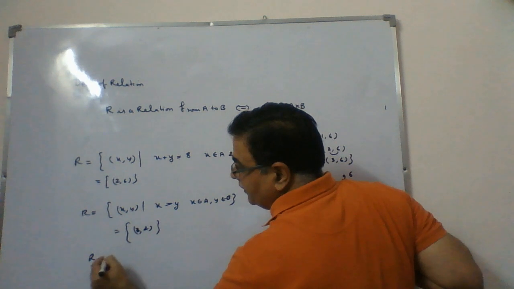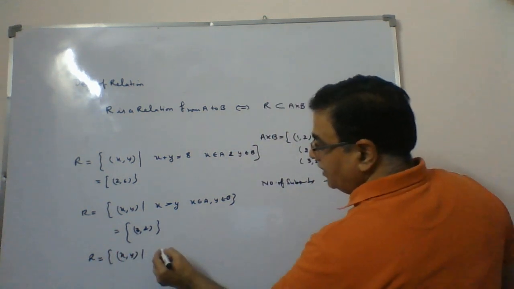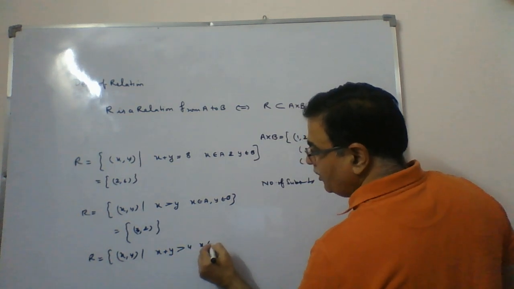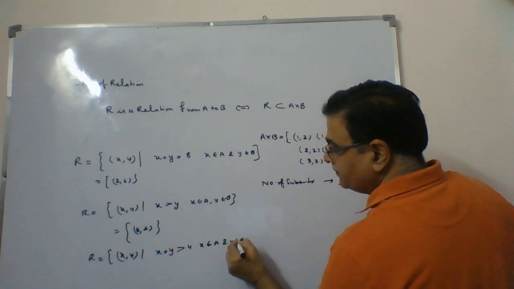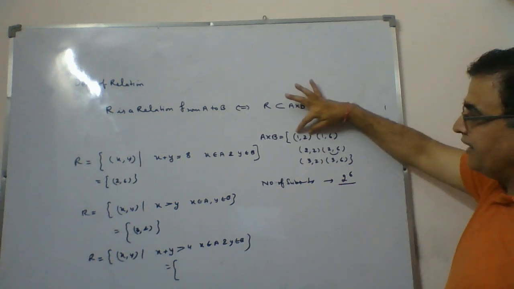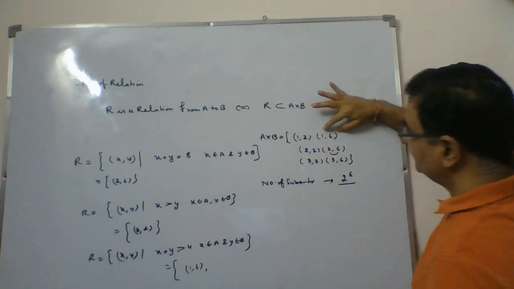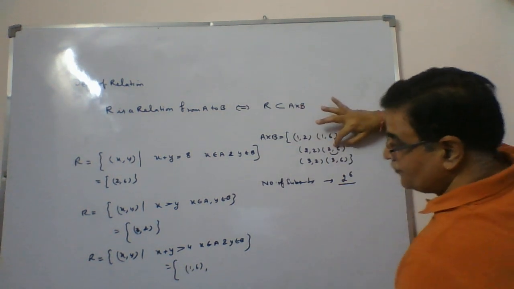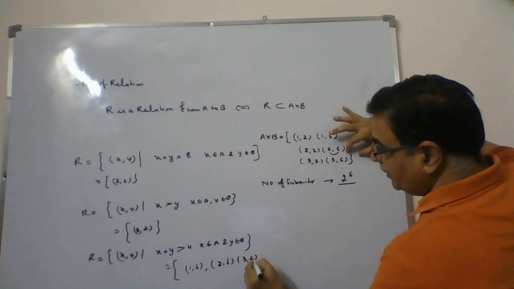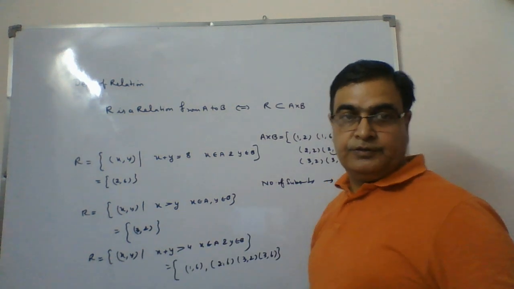Maybe another relation is given, x comma y, where x plus y is greater than 4, x belongs to A and y belongs to B. Just check here. Sum is 4, greater than 4? This cannot be possible. Yes, this will be a member: 1 comma 6 will come. This cannot be taken because it is 4 only. Then it will be 2 comma 6. Then comes 3 comma 2 and 3 comma 6. These will be the ordered pairs we have.